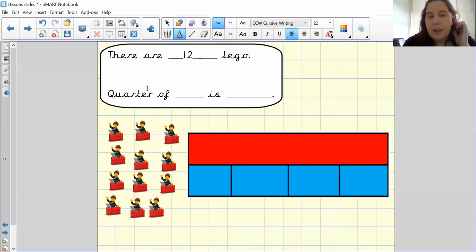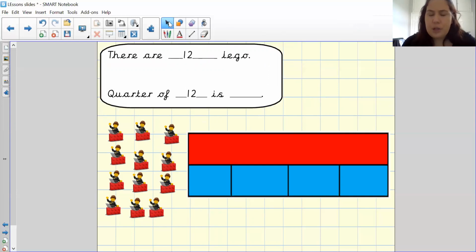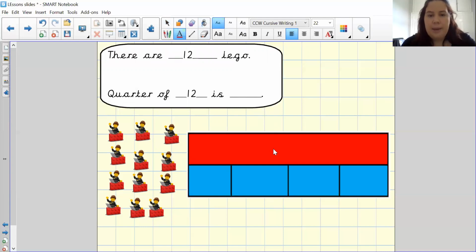Fantastic. I need to put 12 in here as well, because I'm writing my full amount to begin with. A quarter of 12 is, and then we need to work this bit out. But how am I going to solve this question? I'm going to show you.